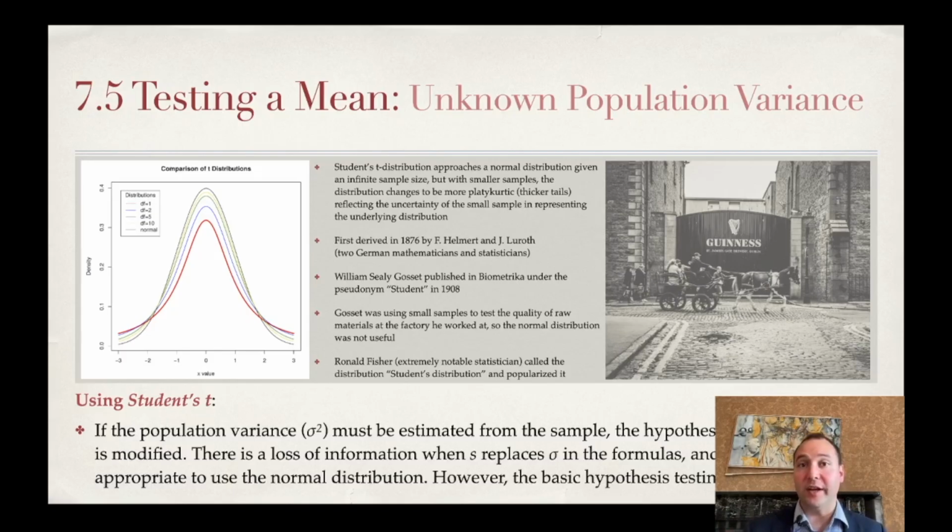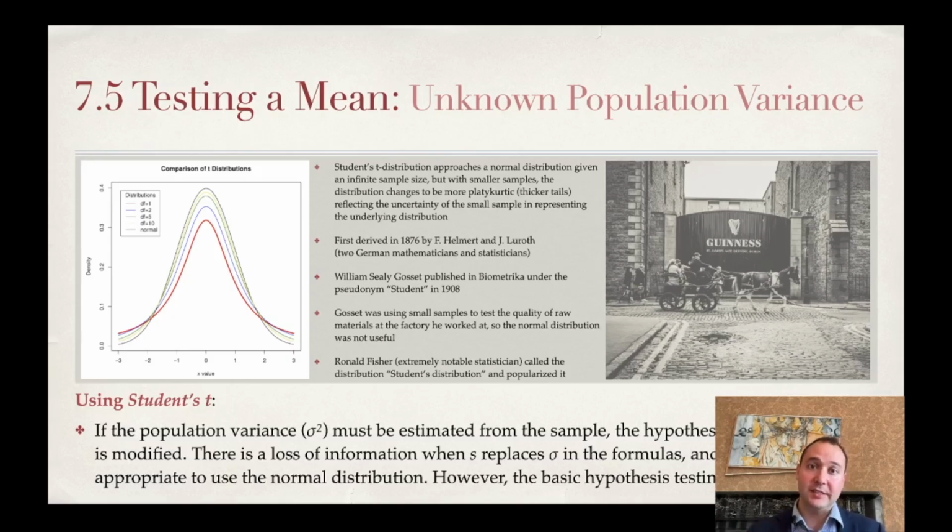The story is actually quite interesting to me. Student's t-distribution approaches a normal distribution given an infinite sample size. So if our sample size is really big, the t-distribution is the same as the normal distribution. But with a smaller sample size, the distribution changes to be more platykurtic. The tails are thicker. There's more uncertainty about that distribution, reflecting the uncertainty of the small sample in representing the underlying distribution. So how was this t-distribution discovered?